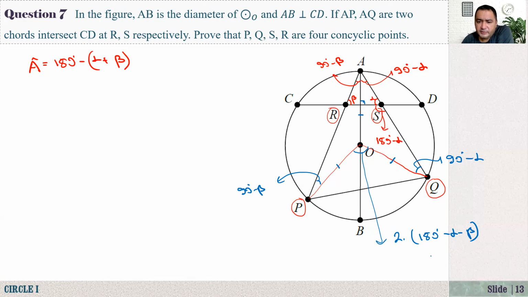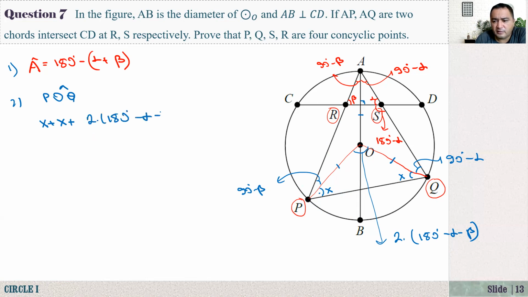So if it is so, now from here, I can find this angle. Let me just write here that is x, and also this one is x. Because after all, I'm just going to prove that x plus 90 minus beta is equal to alpha. So now from the triangle POQ, angle P and Q, that's x plus x, plus angle O, that's 2 times 180 minus alpha minus beta, that's equal to 180 degrees, the sum of the interior angles of the triangle POQ.